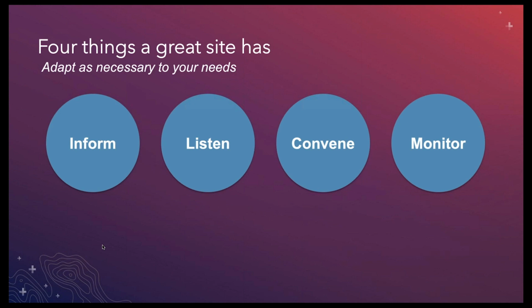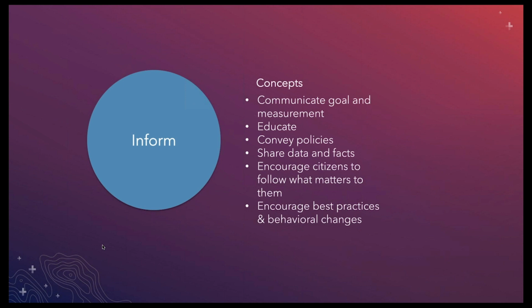Four things that a great site has, and again, you can adapt these as necessary for your needs. Great sites inform, they listen, they convene, and they monitor. We're going to talk through a bit about what that means now. So sites inform when they communicate goals and measurements. They educate, convey policies, share data and facts, encourage citizens to follow what issues matter most to them, and encourage best practices and behavioral changes.